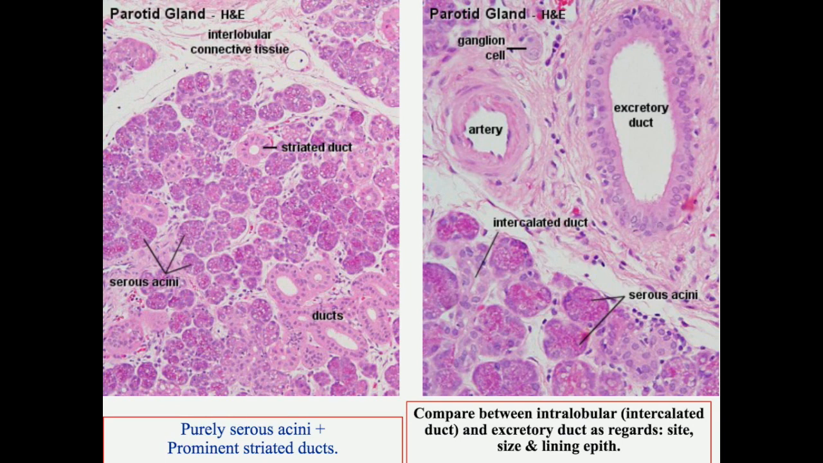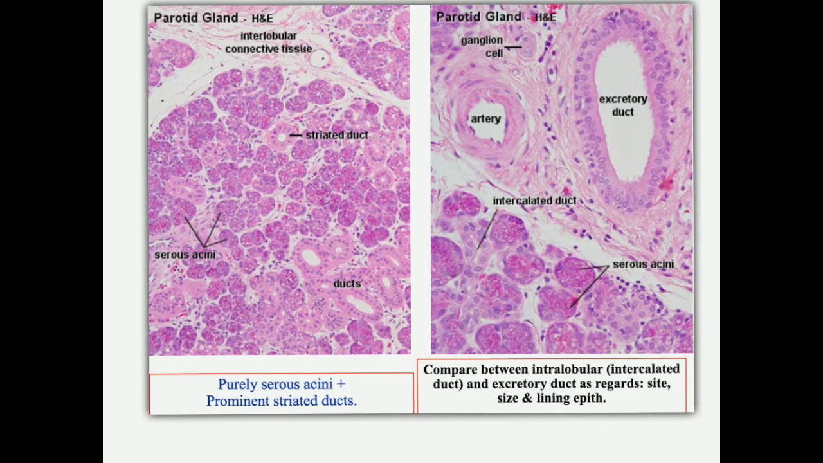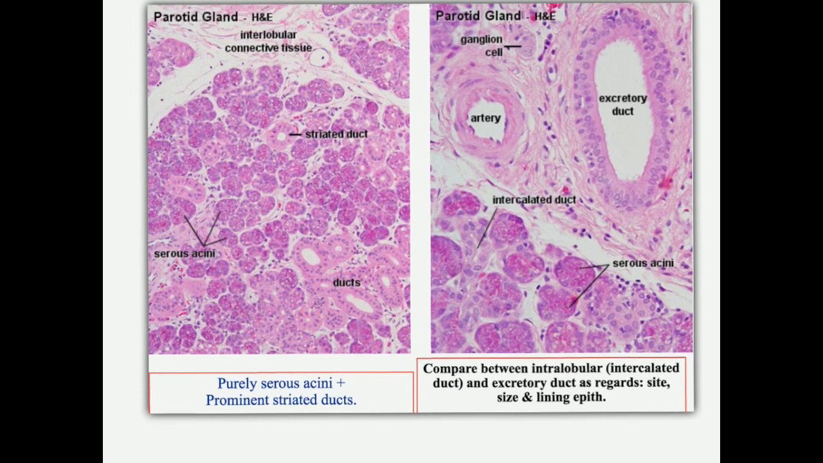So if you are asked what is the type of this duct, it is the interlobar duct, because it is pseudostratified columnar. But if it is stratified columnar, it is the main duct, or if non-keratinized stratified squamous, it is the final part of the main duct. Note also here that the striated duct is bigger than the serous acini.